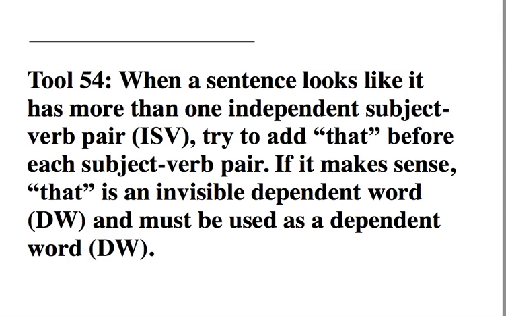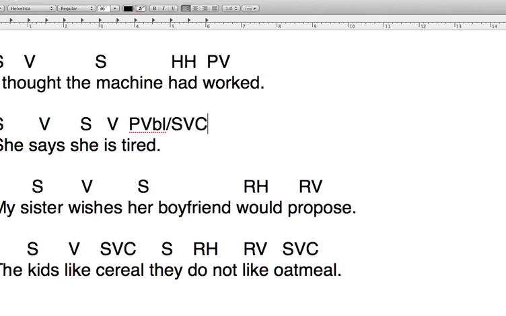Tool 54 tells us that when a sentence looks like it has more than one independent subject-verb pair, or ISV, try to add "that" before each subject-verb pair. If it makes sense, then that is an invisible dependent word, and it must be used as a dependent word. Okay, write that down, and we'll look at some more examples.